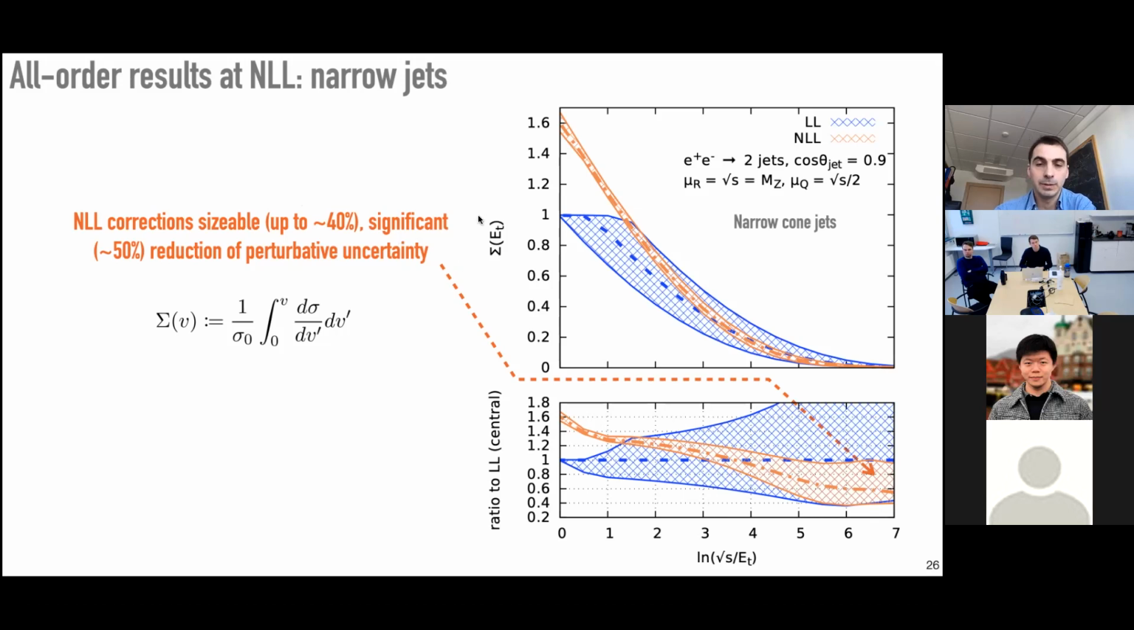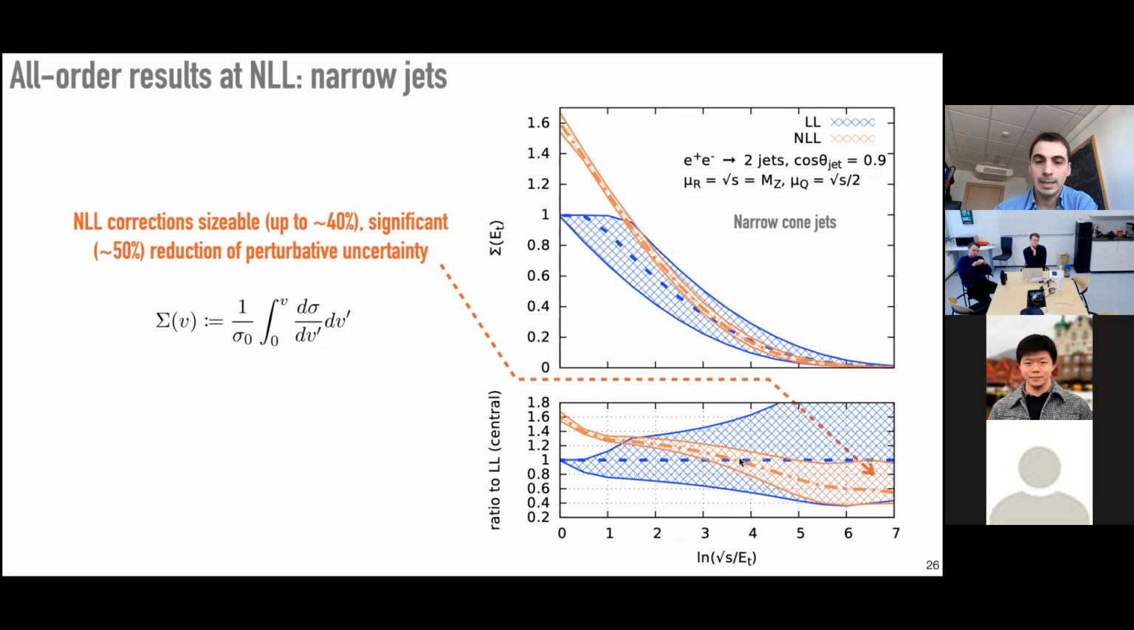This plot shows the cumulative distribution for the transverse energy in this interjet radiation slice for cone jets with cos theta, where theta is the opening angle, of 0.9. So these are relatively narrow jets. In blue, I show the leading log prediction with theoretical uncertainties, and in orange, the next-to-leading log prediction.